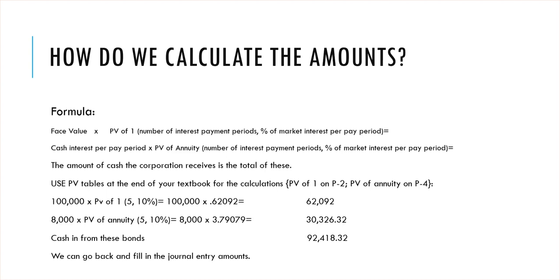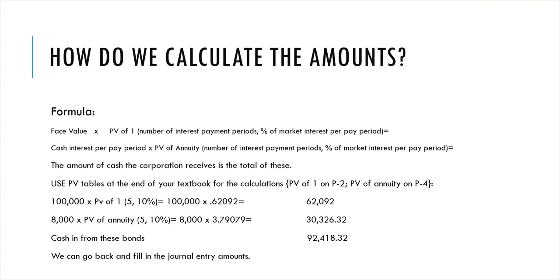So when we do the calculation, we need to take the face value times the present value of 1 given the number of interest payment periods and the percentage of the market interest rate. So when you do your present value calculations, I want you to understand that what you will need to do in your present values is always use the market interest rate. Okay? Always use the market interest rate.